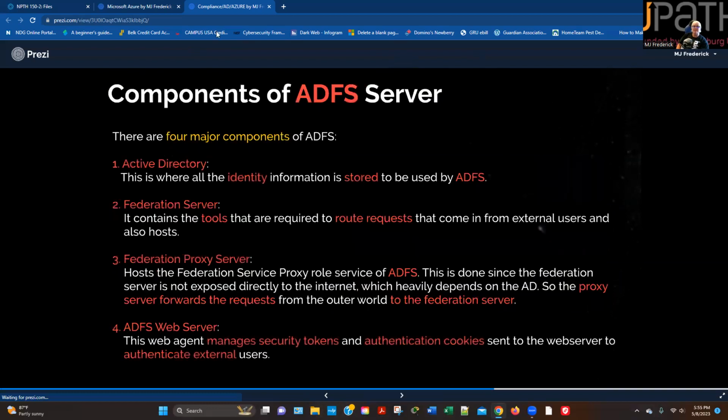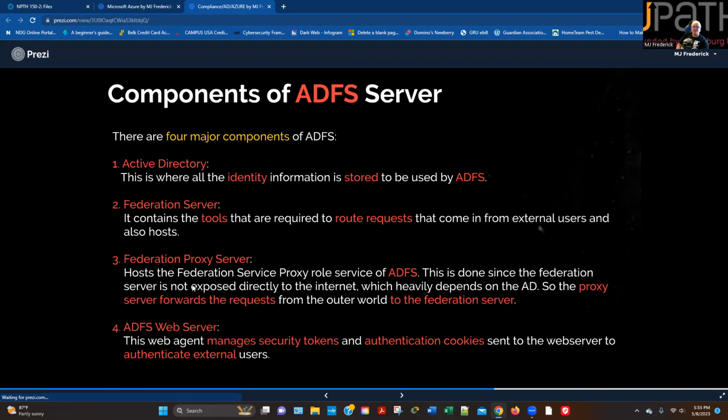So the components of the Active Directory Federated Services Server, the 4 major areas. We have Active Directory. This is where the identity of the information is stored. The Federation Server, it contains the tools that are required to route the requests that come in from those external users and their devices. And the Federation Proxy Server, it hosts the Federation Proxy Server role service of the ADFS. And this is done since the Federation Server is not exposed. We don't want it seen, it's private, to the internet, which heavily depends on the Active Directory.